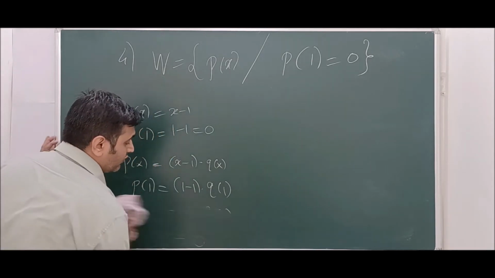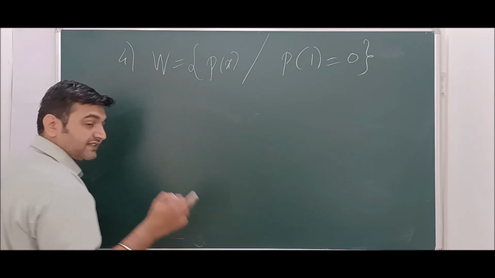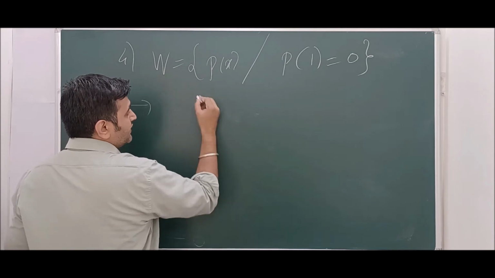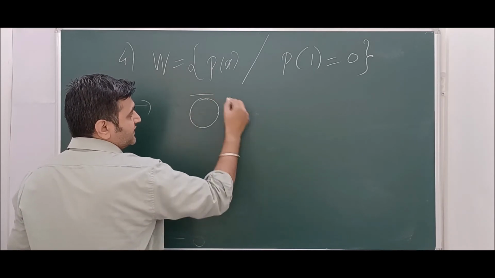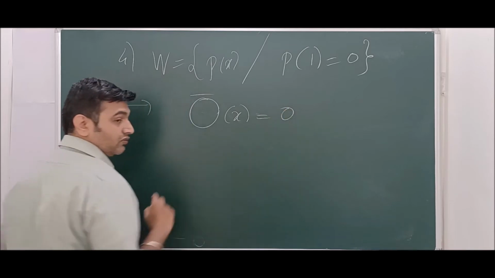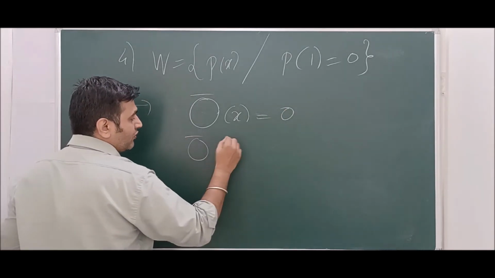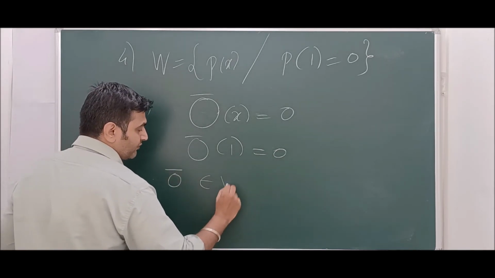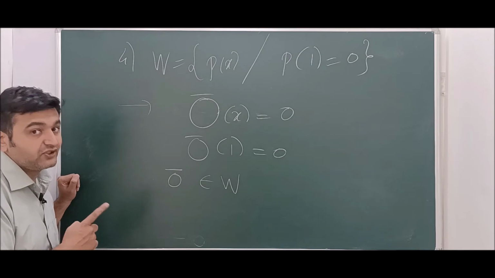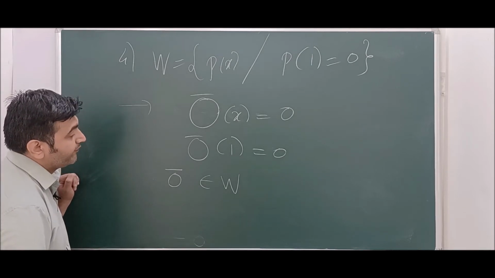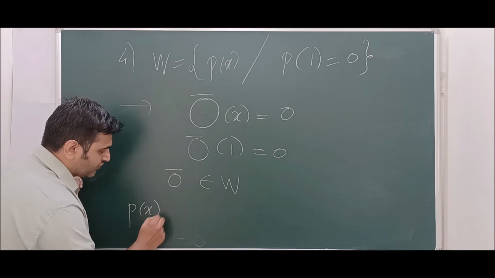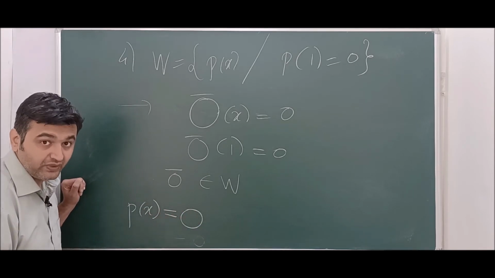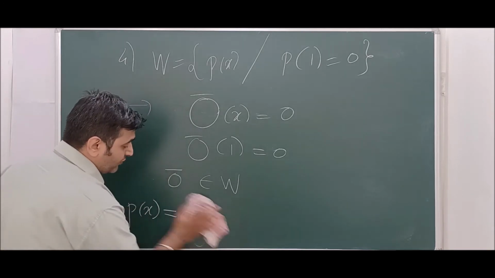Now let's see whether it contains the zero polynomial. Yes. Why does it contain the zero polynomial? Because the zero polynomial means 0 of x is 0. So what will be 0 of 1? That will also be 0. Therefore 0 belongs to W. Here the zero vector is the zero polynomial. Or you can write p of x equal to 0, if you like the p notation very much, then you can use this notation as well. So it contains the zero polynomial.